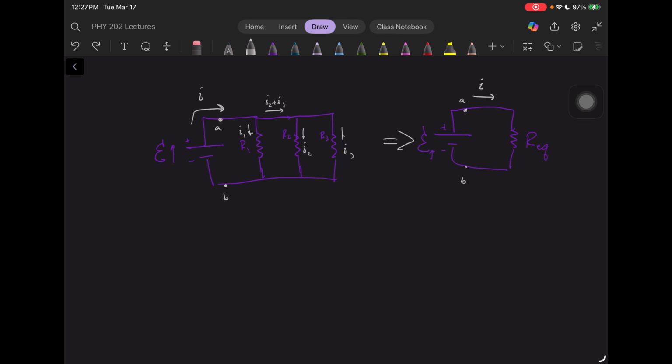And so, let's start at point B and just go through the left loop. And we get, what do we get?